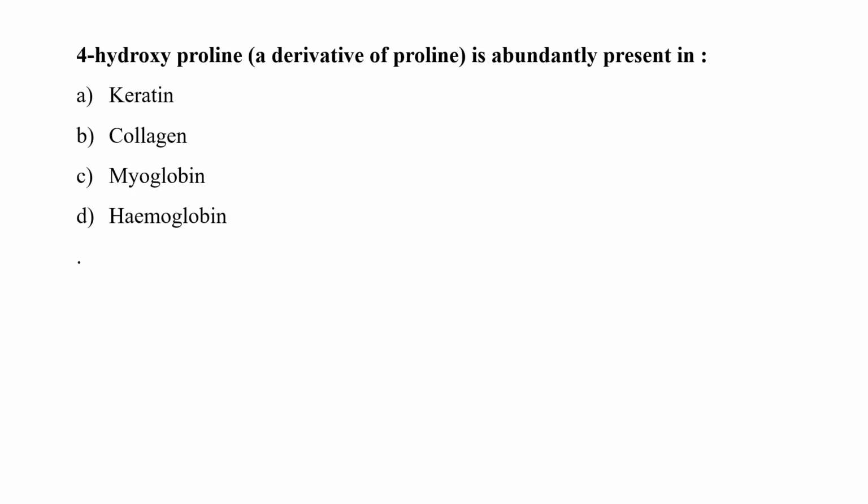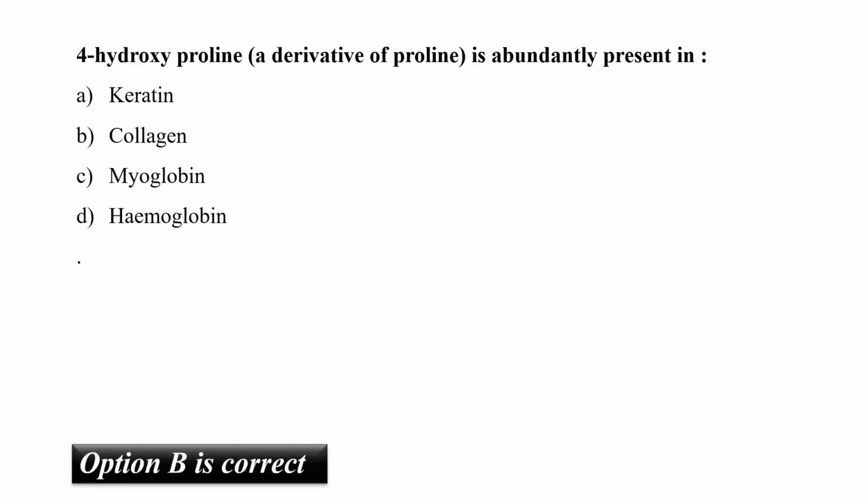4-hydroxyproline is abundantly present in keratin, collagen, myoglobin, or hemoglobin. Prolyl 4-hydroxylation is the most abundant post-translational modification of collagen. 4-hydroxylation at the third proline residue increases the stability of the triple helix of collagen. So option B is the correct answer.